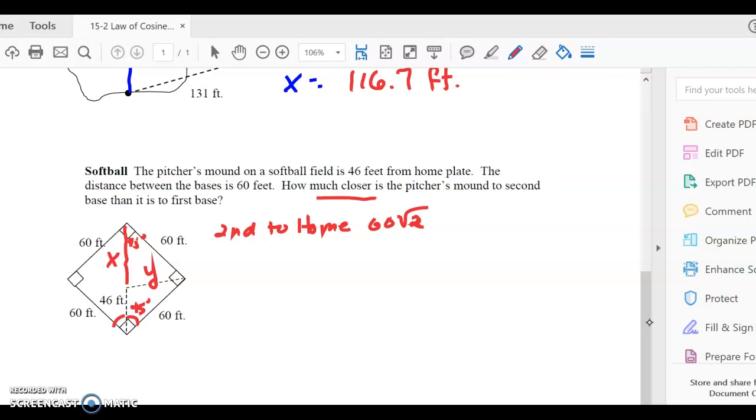Now, for second to the pitcher, that would leave 60 square root of 2 minus 46, which is approximately 38.9 feet.